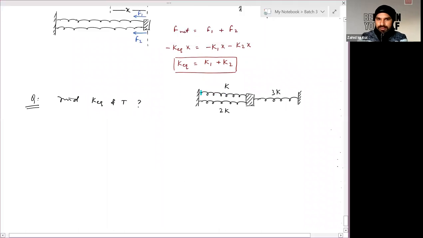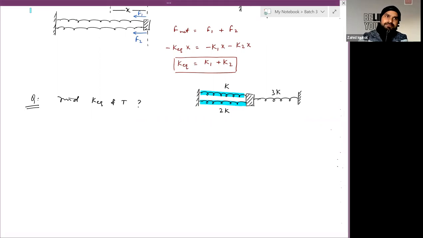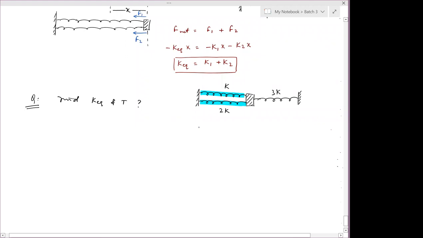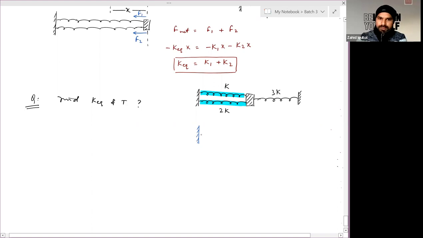First, check this combination about this spring and this spring. Is it in series or parallel? Atif, in parallel, good. So if you combine these two springs together, you'll get K equivalent for this part. So your system will now become like this.